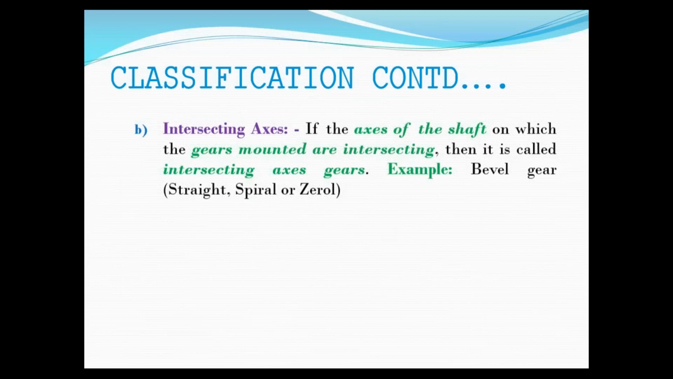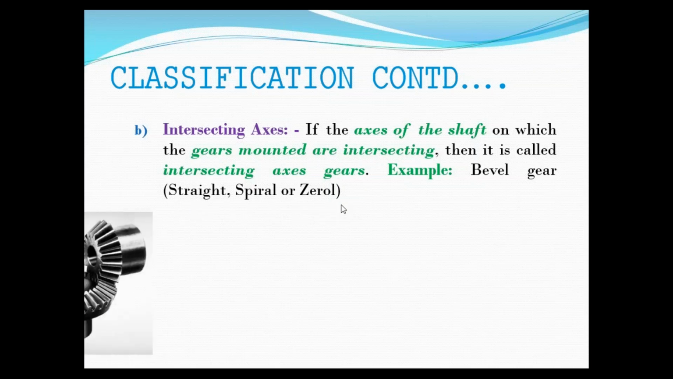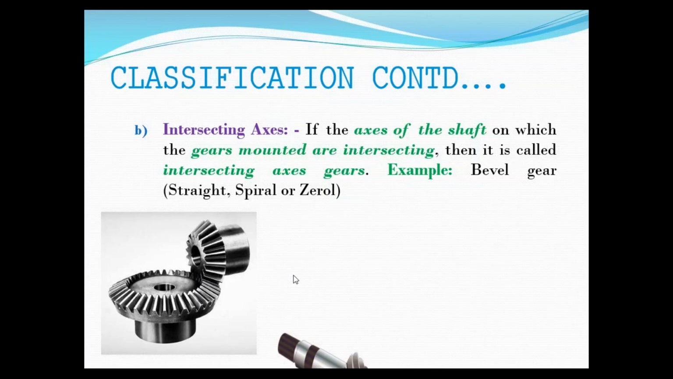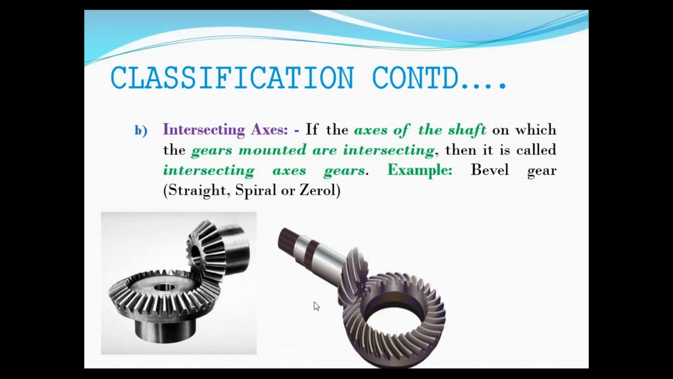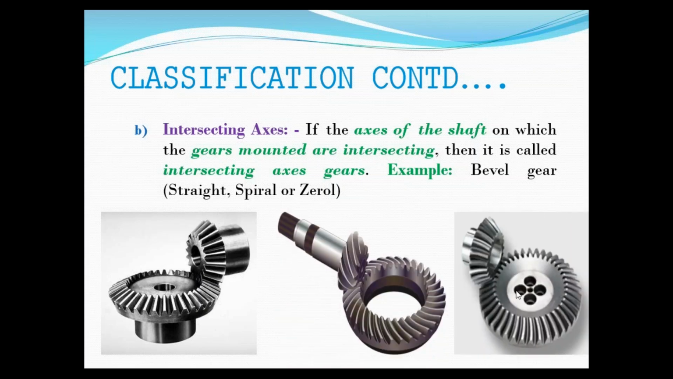Next, intersecting axis. If the axis of the shaft on which the gears mounted are intersecting, then it is called intersecting axis gears. Example, bevel gear. So this bevel gear, depending upon the shape of the teeth, it is classified as straight, spiral, or zero. This is a straight type of bevel gear, spiral, and this one is the zero.